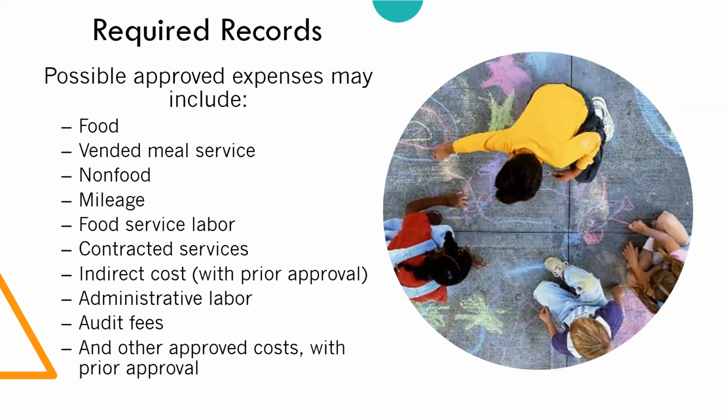But some possible approved expenses will include your food, your vending meal services. If you're vending, make sure you have a contract and that we are part of that contract. Your non-food, such as your paper products, your mileage, food service labor, contracted services, indirect costs like I talked about, administrative labor, audit fees, and other approved costs with prior approval.